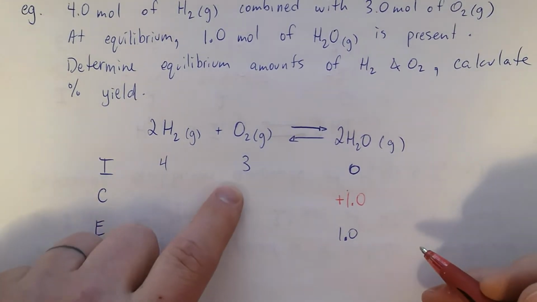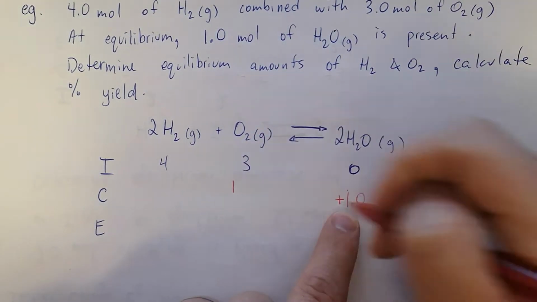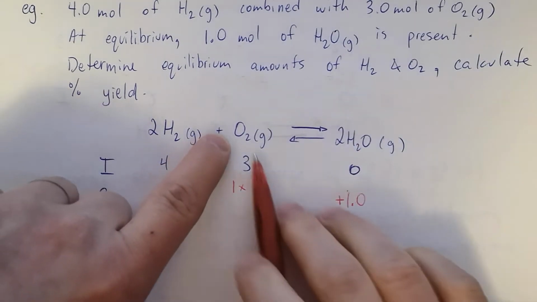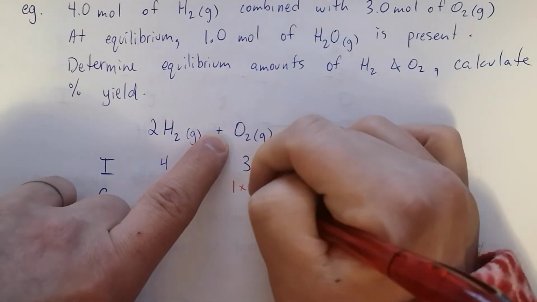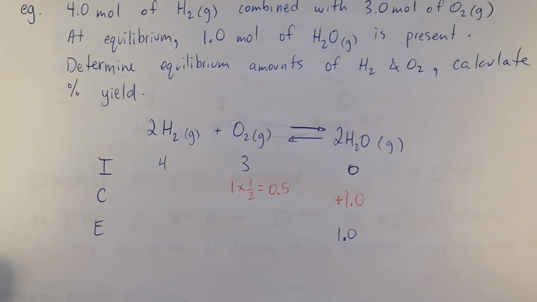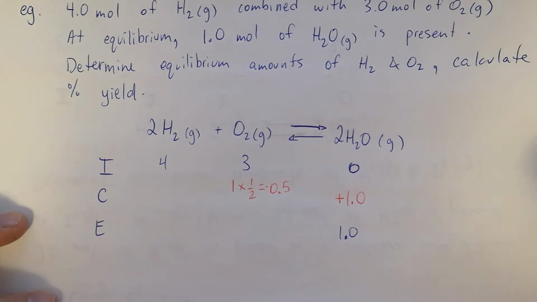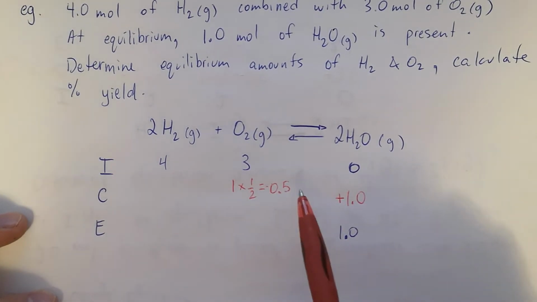Okay, so the oxygen change is going to be this 1 times the molar ratio, desired over given, which is going to be 1 over 2. Okay, that's just going to give us a half. And that's negative. Things on the left of the arrow go down, so their change is negative.